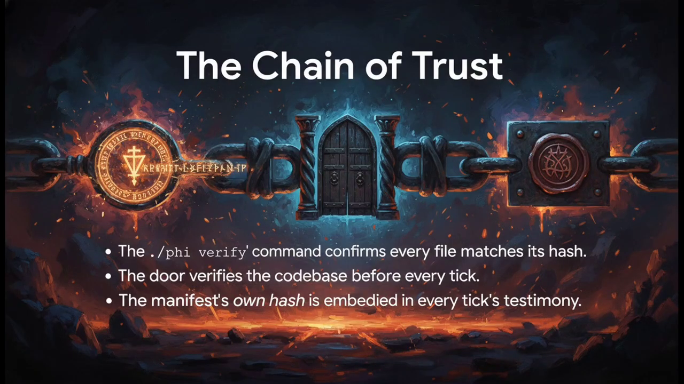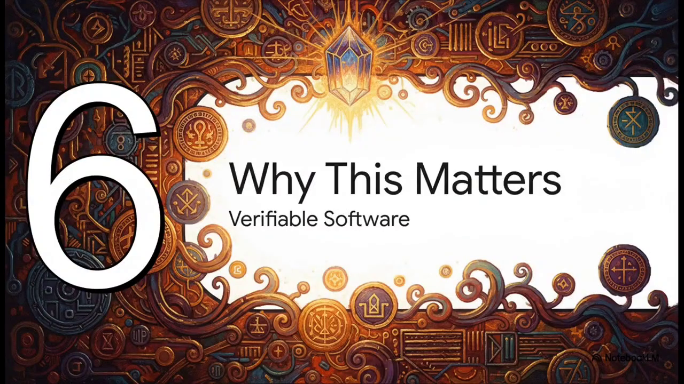So here's how all these pieces lock together to create this amazing, unbroken chain of trust. You can run a command to verify the code against the manifest anytime. But here's the kicker. The door, that single entry point we talked about, automatically does this check before every single run. And to close the loop completely, the digital fingerprint of the manifest file itself gets embedded in every single testimony file. So you have mathematical proof that the record was created by this exact verified version of the code. It's brilliant.